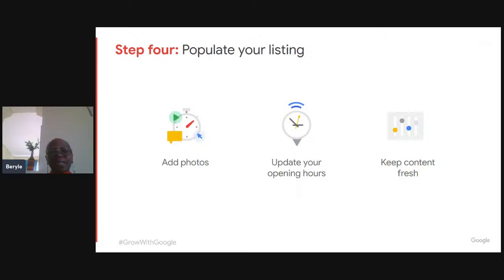So populating your listing, this is the last step when you're coming up with a GMB. You add photos. Remember, we talked about having high resolution photos, and the standard for a GMB is 400 pixels wide and 300 pixels tall. All right. So make sure you're using high resolution images. You can have images of your interior, all right?